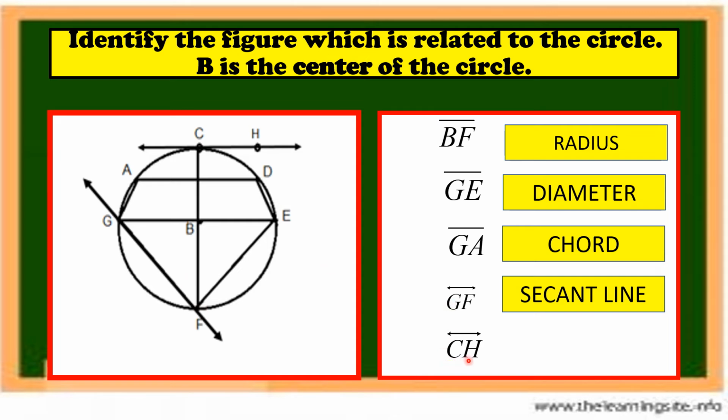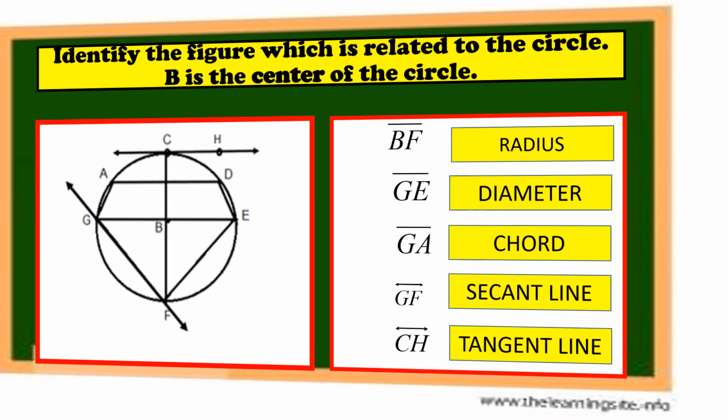We have line CH. The line intersects the circle in exactly 1 point. And what is that line?